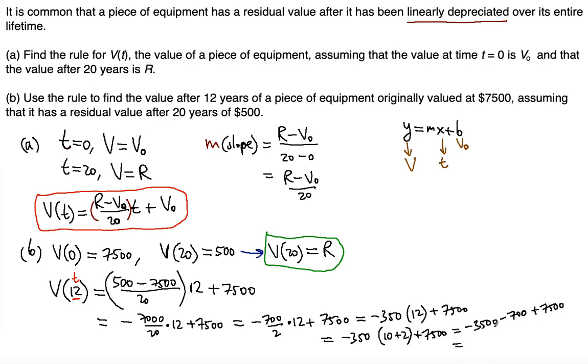So what that gives me is, let's see, negative 4,200 plus 7,500. So that gives me 7,500 minus 4,000 is 3,500 minus 200 is 3,300. So this is the value after 12 years. And I'm going to use a dollar sign just in case. This will be $3,300 is going to be the value of this piece of equipment after 12 years exactly, based on the given conditions provided.